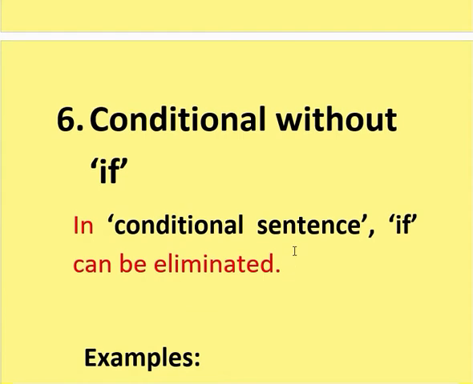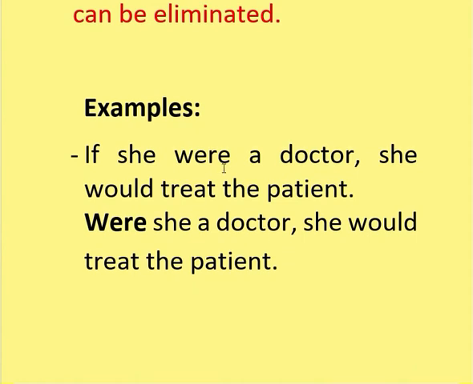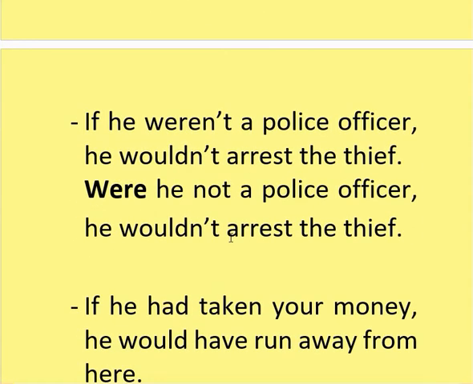And now we have conditional without if. In conditional sentences, if can be eliminated. For example, if she were a doctor, she would treat the patients. If we want to eliminate if, we just place were at the beginning of the sentence. So it becomes, were she a doctor, she would treat the patients. If he weren't a police officer, he wouldn't arrest the thief. Were he not a police officer, he wouldn't arrest the thief.